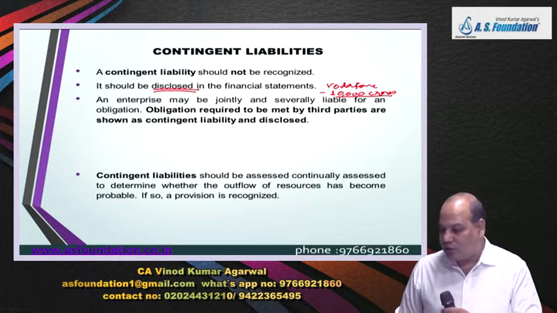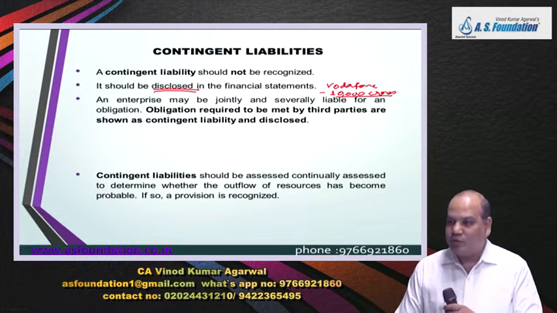Contingent liability will arise also when the entity has jointly and severally given guarantee to a third party. Then you are also liable to pay the amount which the other guarantor has given.